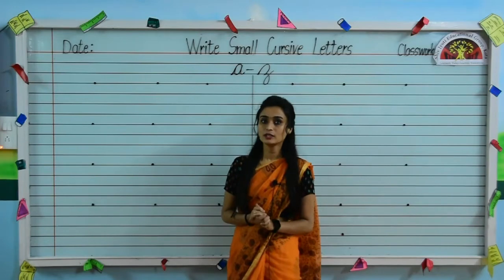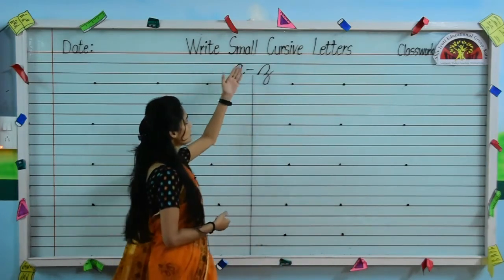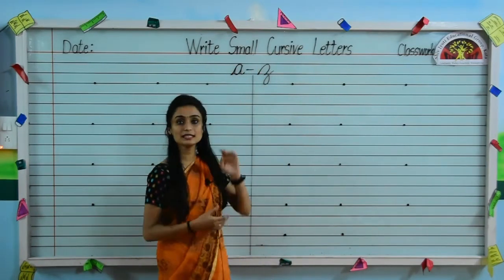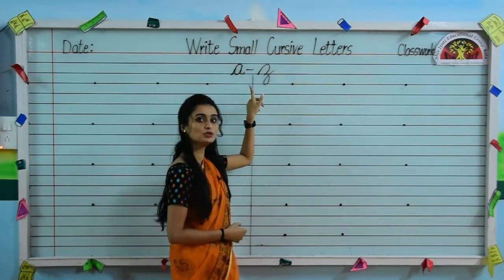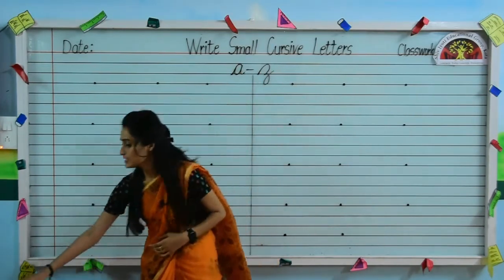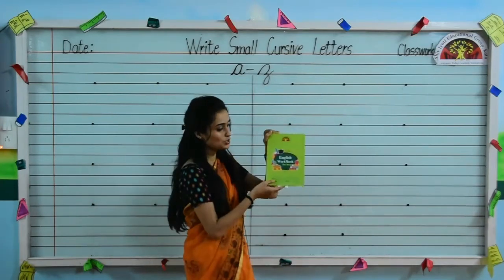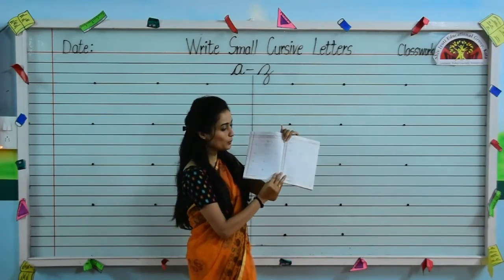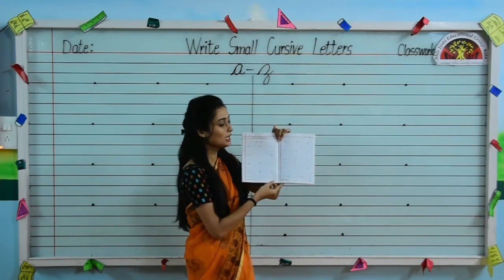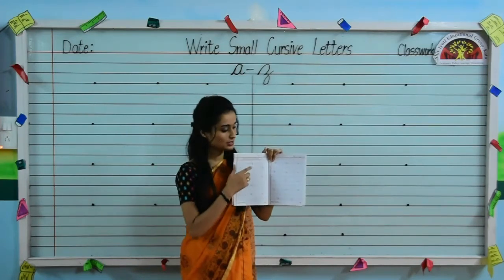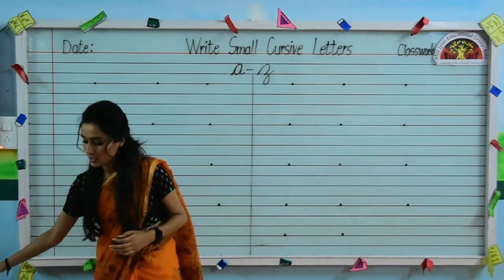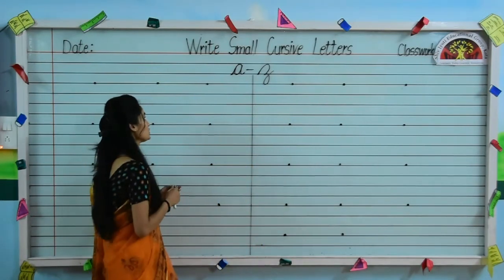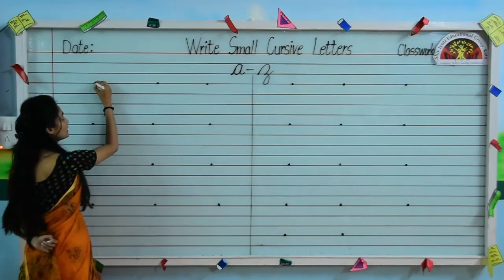So kids, today we are going to write small cursive letters A to Z. Take out your English workbook and open your page number 14. Kids, do not forget to mention the date and the classwork on the top. Now, take out your pencil and put your pencil on the first dot.